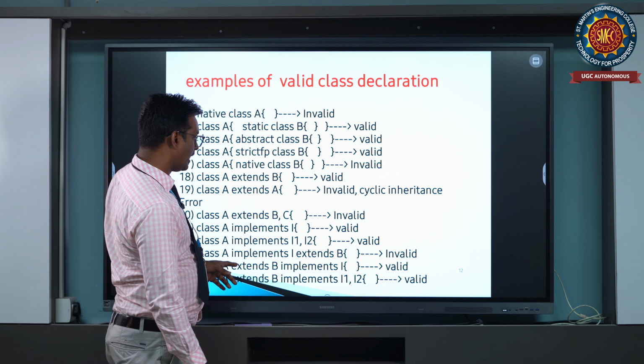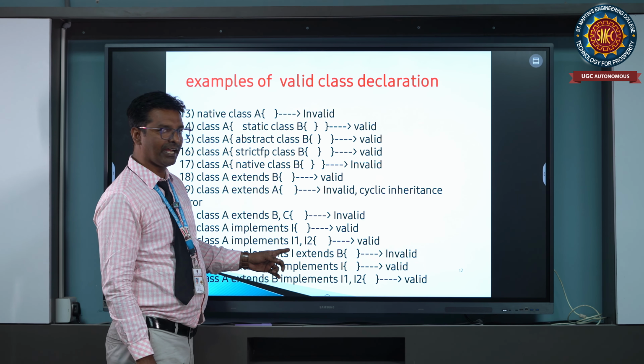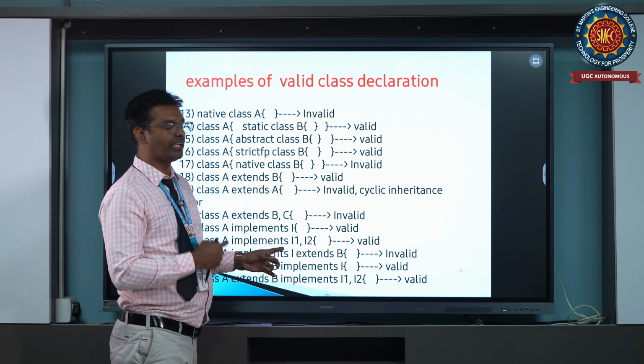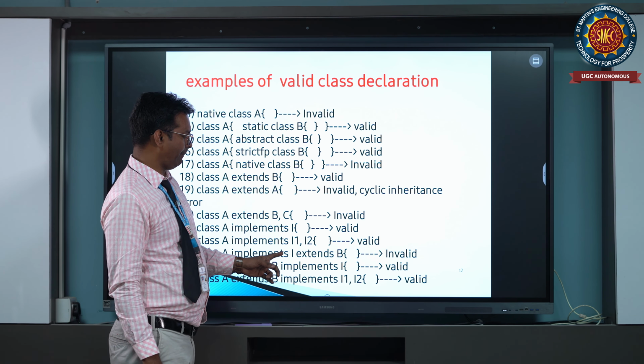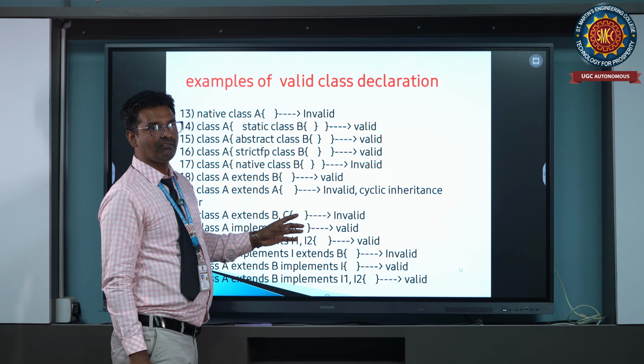So in the invalid case, line 23, class A implements I, the implements interfaces came before extends. So this is a wrongly declared class. This is not a valid case.